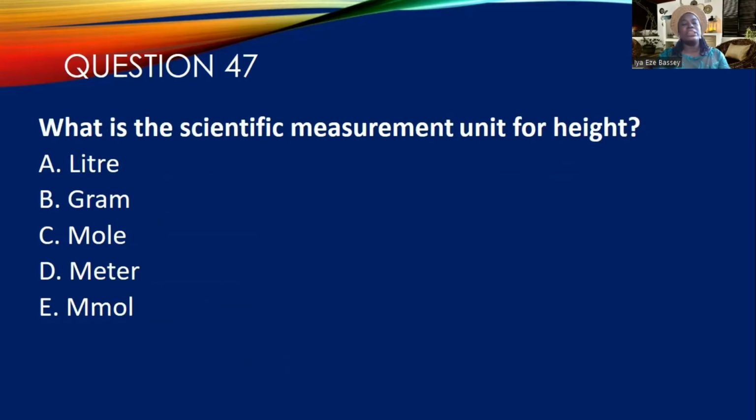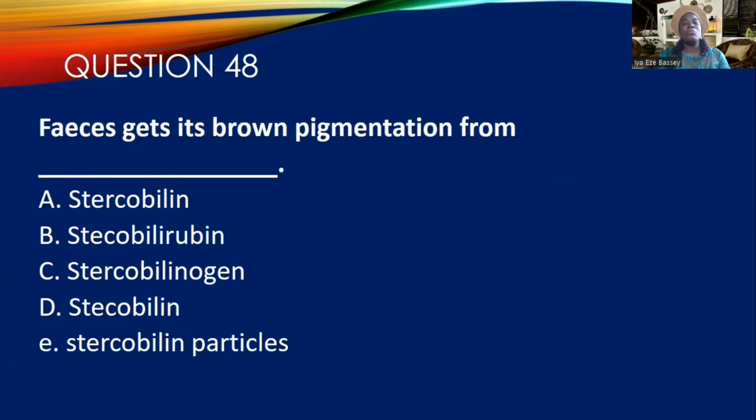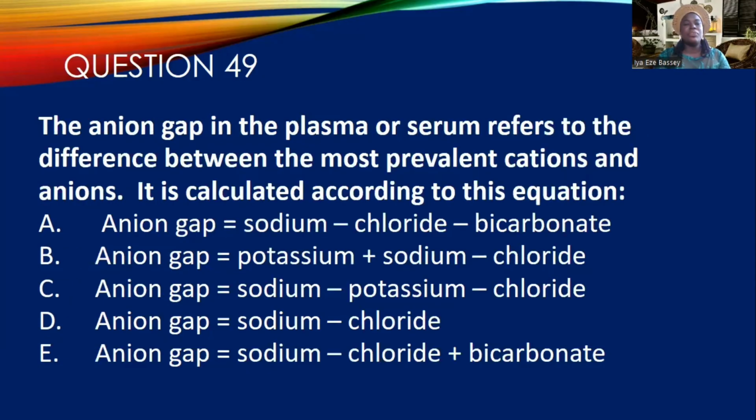So question number 47. What is the scientific measurement unit for height? Meter. Question number 48. Feces gets its brown pigmentation from A, stercobilin, B, stercobilirubin, C, stercobilinogen, D, sterkobilin, E, stercobilin particles. I would go with A. Though A and D look similar, the spelling of D is wrong. So A is your answer.